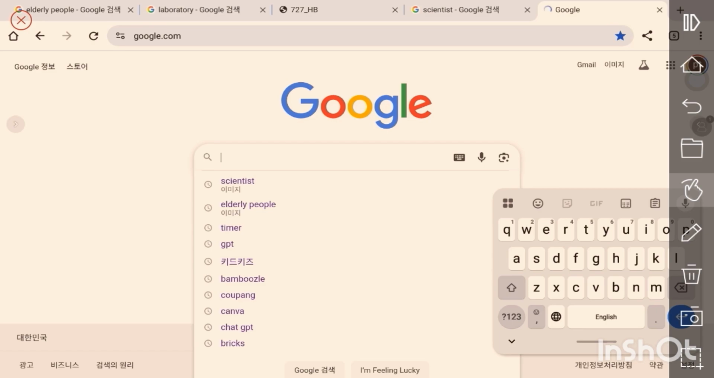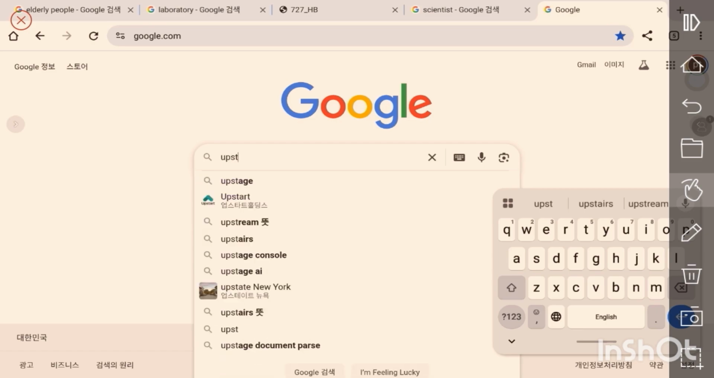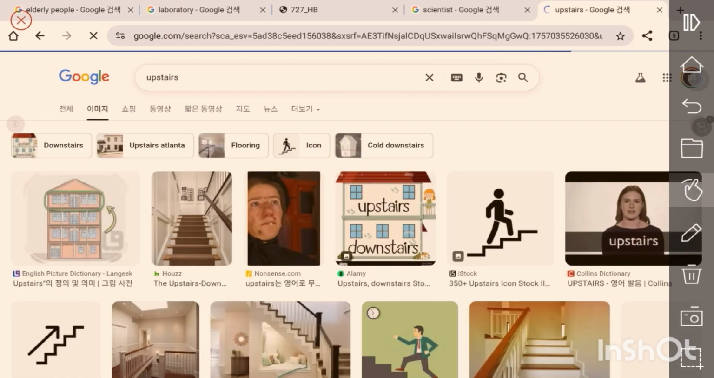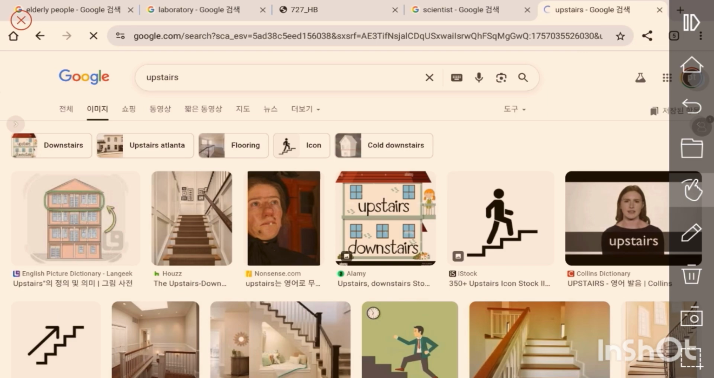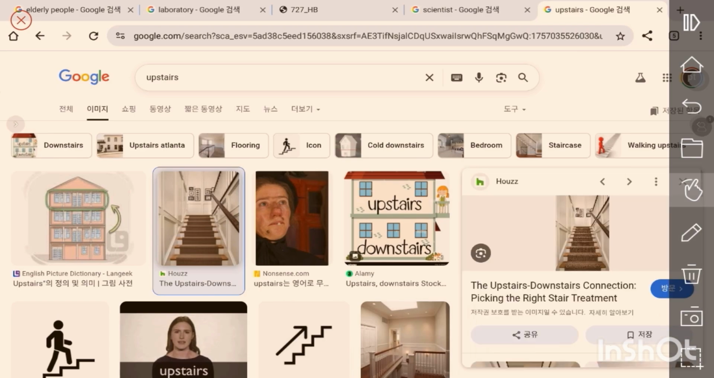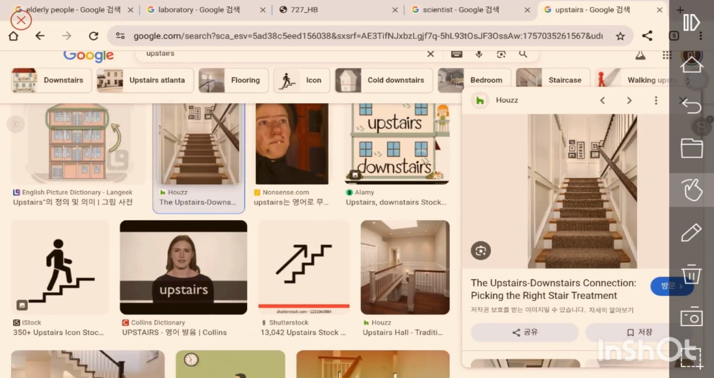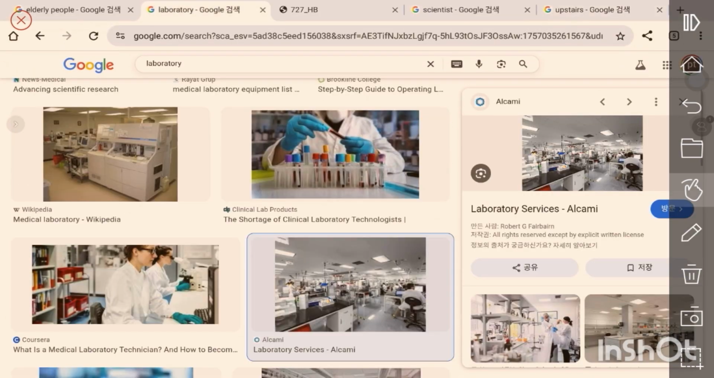So I would type in upstairs and I will remind them upstairs is no such thing. You always have to have an S. If you want to talk about one staircase, you have to say staircase or one step. But upstairs always has an S. Everybody, upstairs. You know, upstairs to a house, where you go upstairs. Yeah, we know.